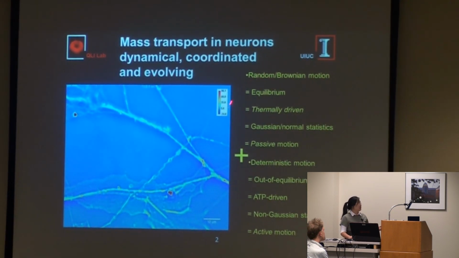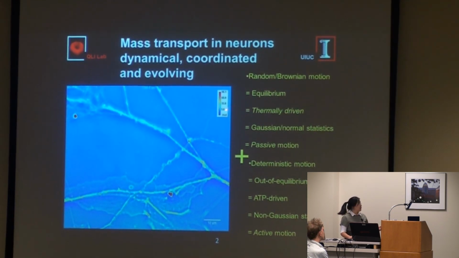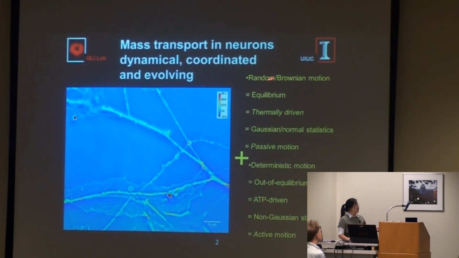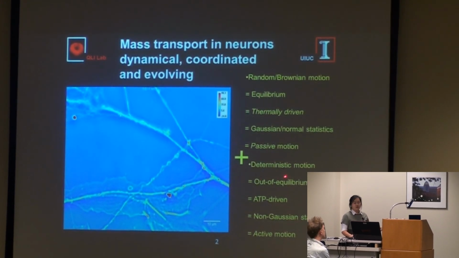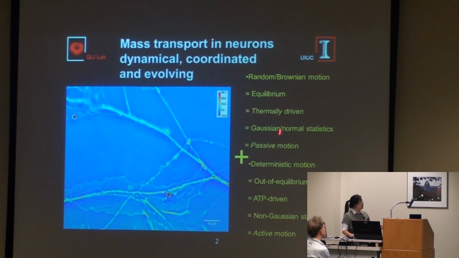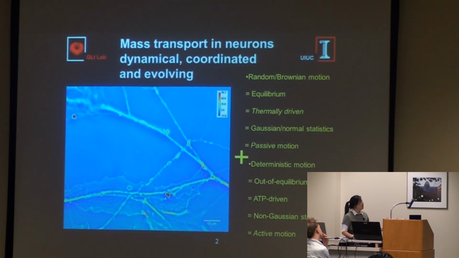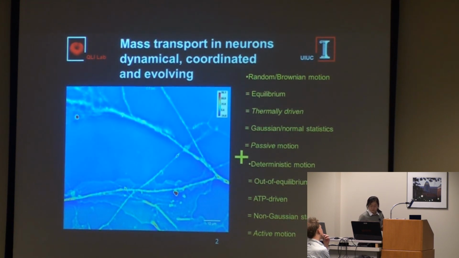But physically, we can decouple these dynamics into two physical modes. One is random motion, the other is deterministic motion. Random is passive and deterministic is active motion. It consumes ATP. Okay.